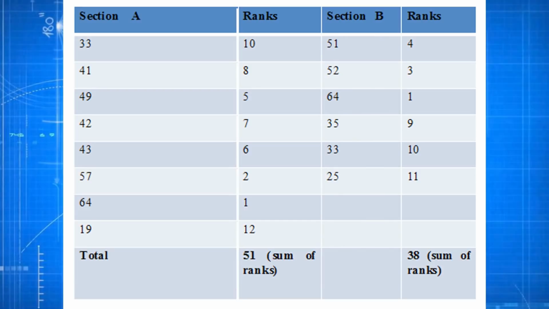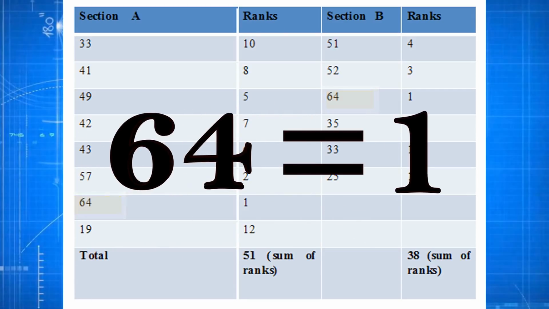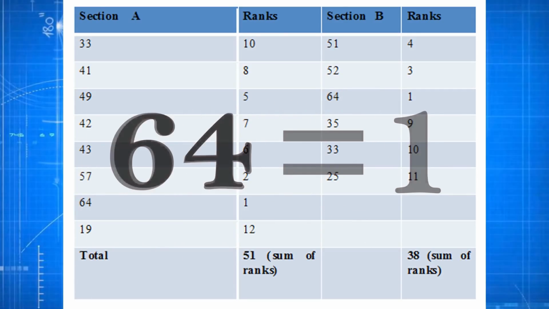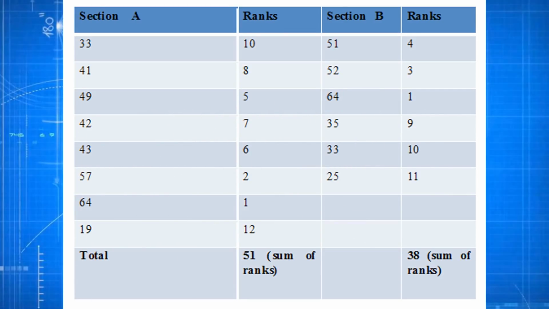Now, what to do? Let us rank the marks irrespective of the section. If you look at both the sections, you find that 64 is the highest mark scored from both section A and section B. So, I ranked both 64 as 1. And subsequently, I ranked the marks in decreasing order of magnitude.